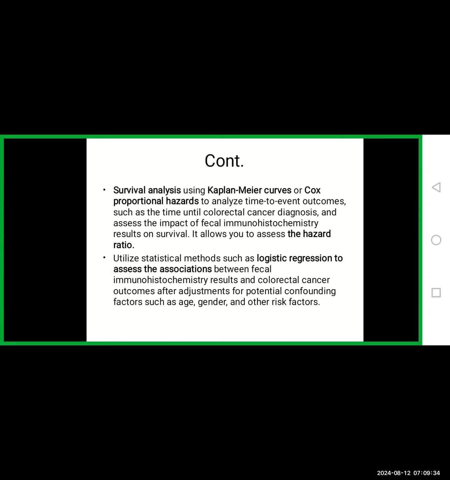Next slide. Survival analysis using Kaplan-Meier curves or Cox proportional hazards to analyze time to event outcomes. Utilize statistical methods such as logistic regression to assess the association between the fecal immunohistochemistry result and colorectal cancer outcome after adjustment for potential confounding factors such as age, gender, other risk factors. Next slide.